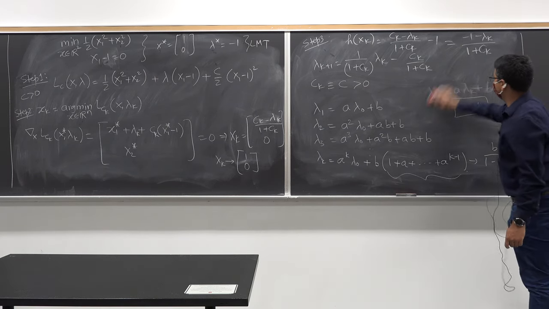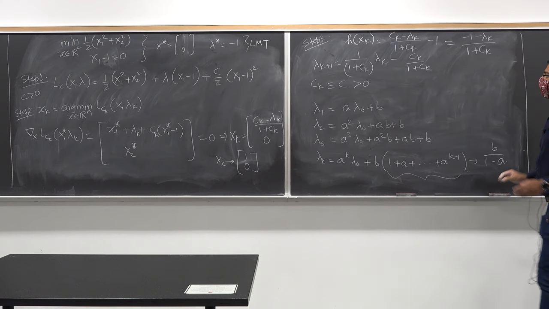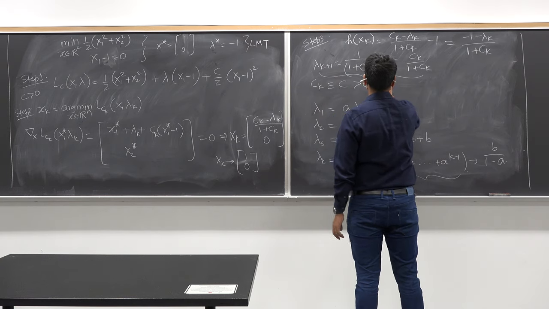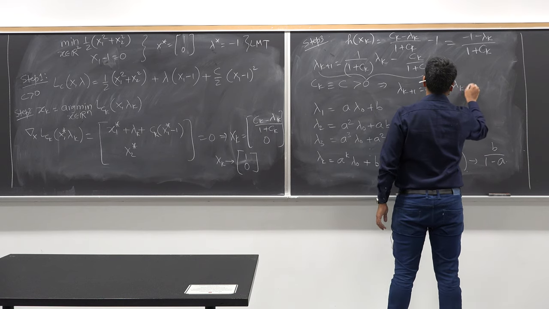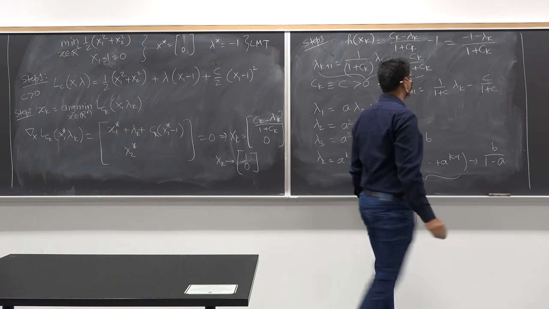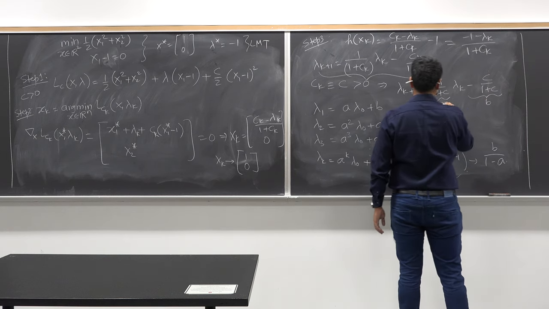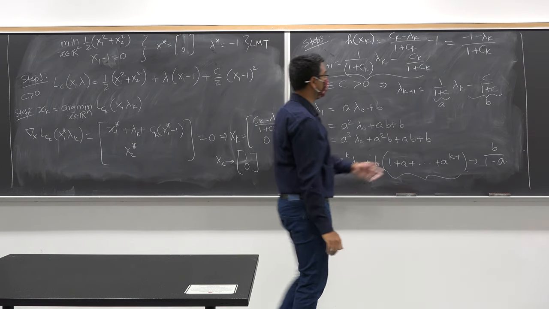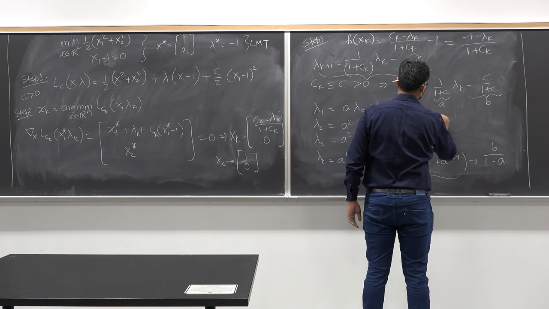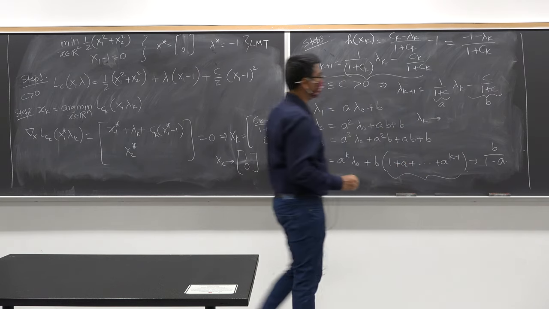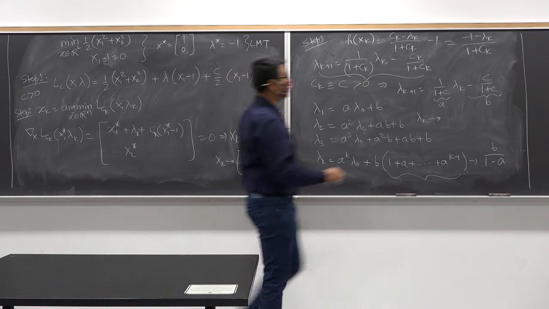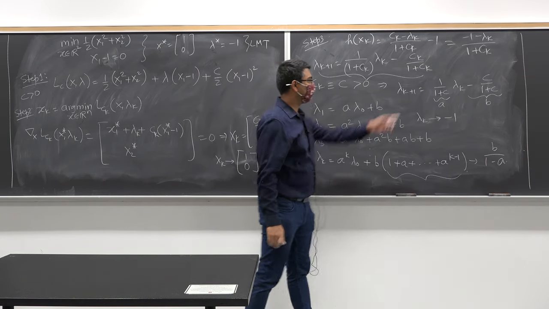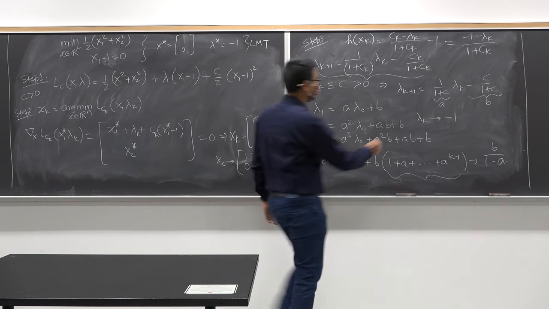Can I erase this part? I'm going to erase this, and I'm going to rewrite this equation as lambda k plus 1 equals 1 over 1 plus c lambda k minus c over 1 plus c. So this is my b, this is my a. So what is b over 1 minus a? It'll be minus 1, yeah. Minus 1. So b has a negative sign there. So lambda k converges to minus 1.